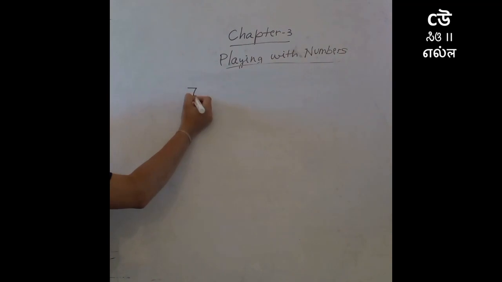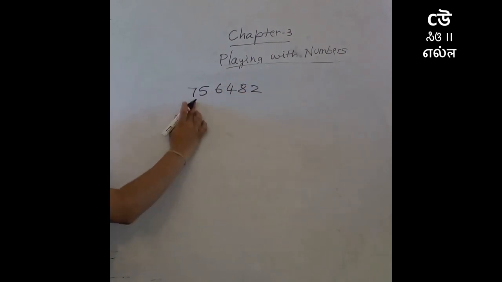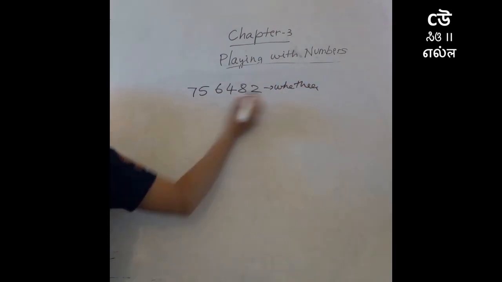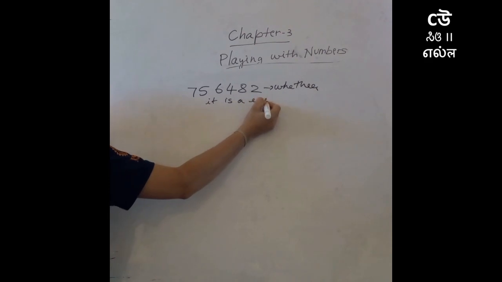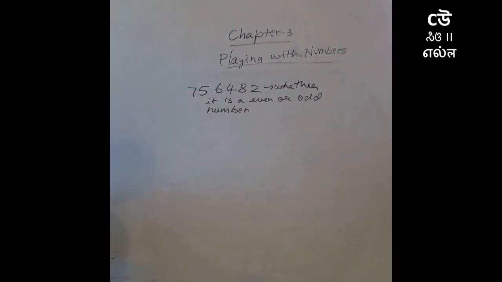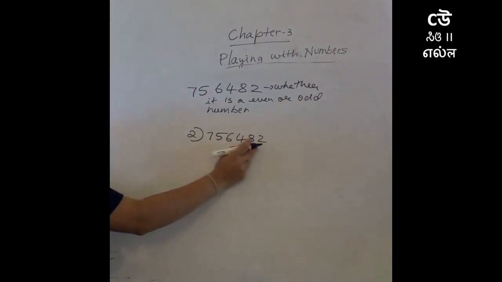So let us take the number 756482. This is how many digit number? 1, 2, 3, 4, 5, 6. This is a 6 digit number. In this, we have to find whether it's an even or odd number. One method is you will divide the given number by 2. So, you will divide 756482 by 2.